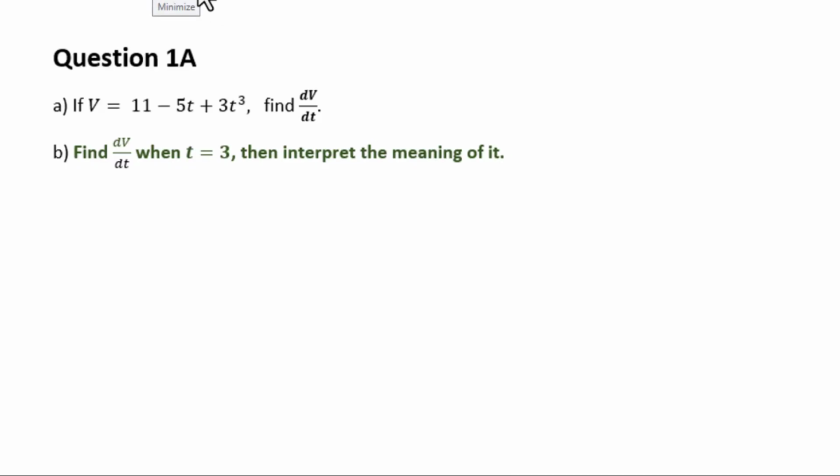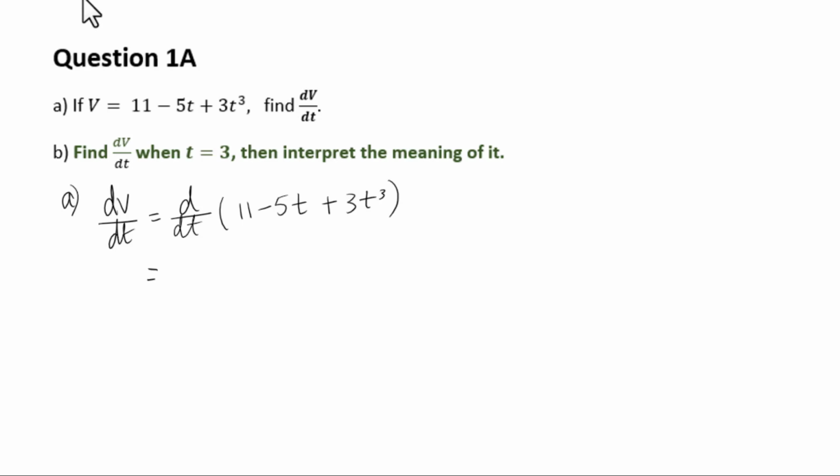This video is about review of gradient functions. A. If v equals 11 minus 5t plus 3t to the third power, find dv/dt. dv/dt equals d/dt of 11 minus 5t plus 3t to the third power.